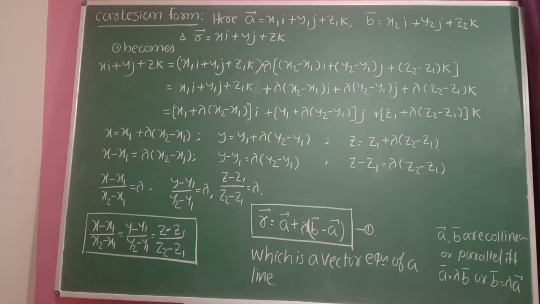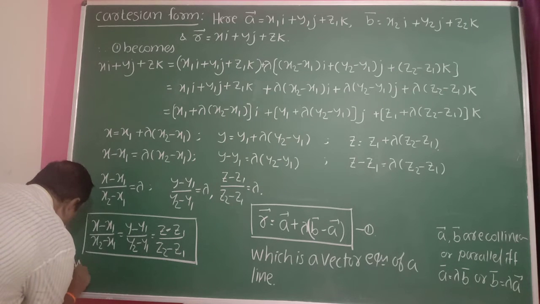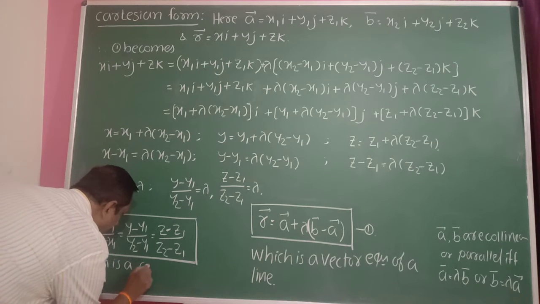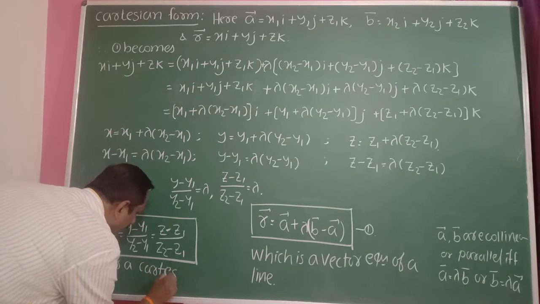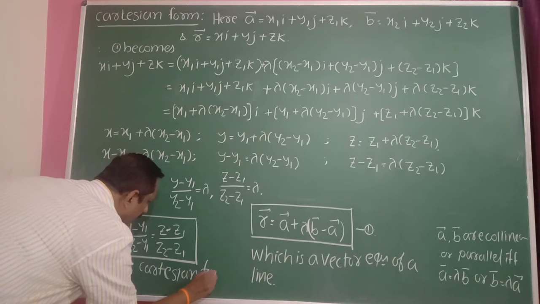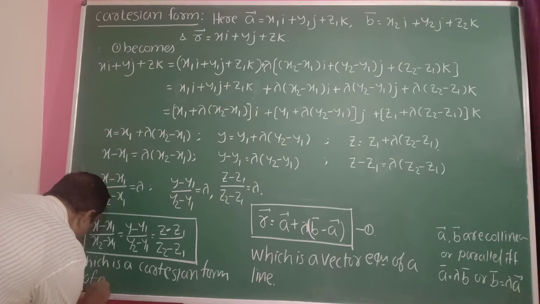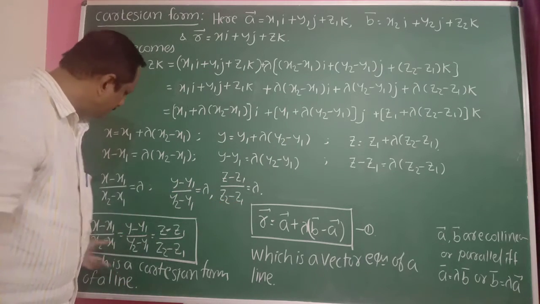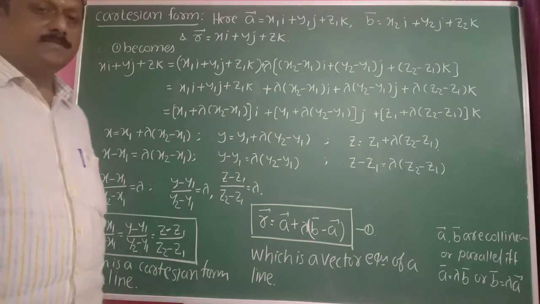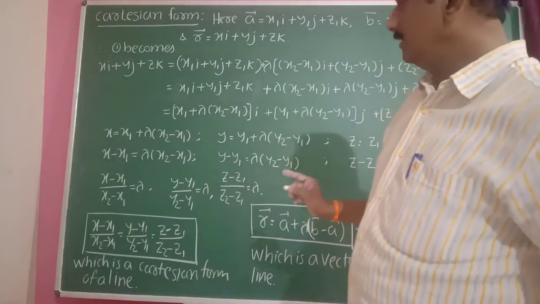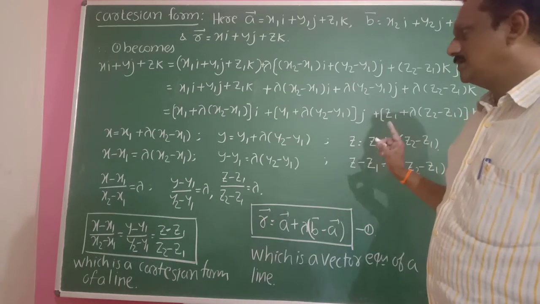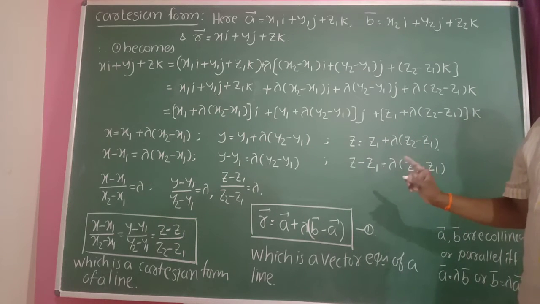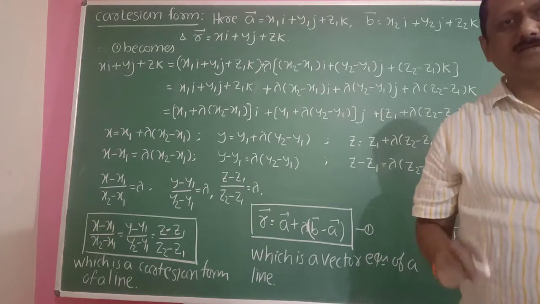Which is the Cartesian equation, the Cartesian form of a line. So this is the vector form and this is the Cartesian form. In the examination you have to write both forms. Both are very important and this carries 5 marks. The previous theorem as well as this theorem are both very important theorems for the examination.